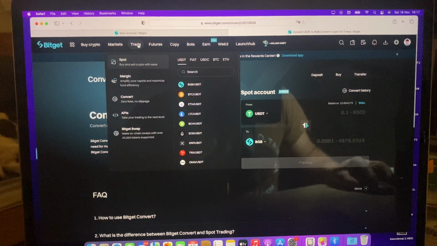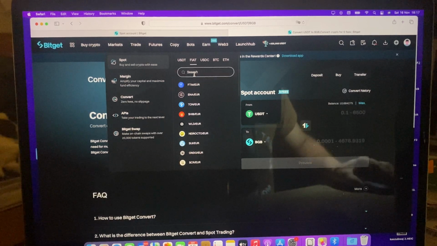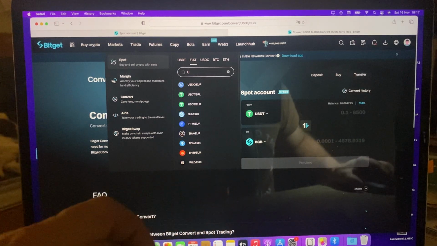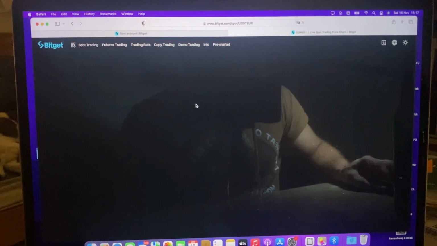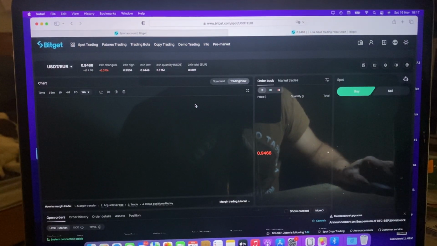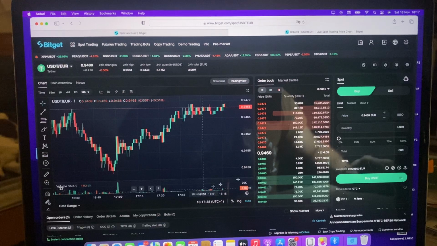When you do this, you go one more time to spot, and then you go to your fiat, and you search for transferring your USDT to euro. Let's search USDT and USDT to euro. And this is the place where you sell your crypto to euro.